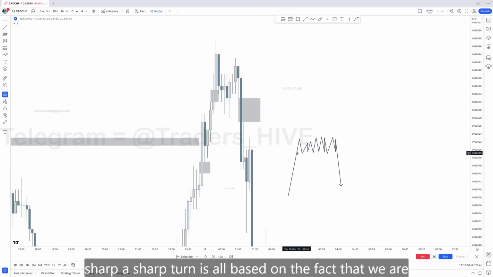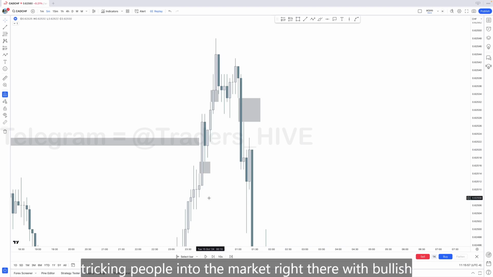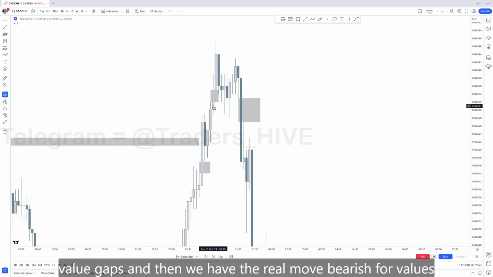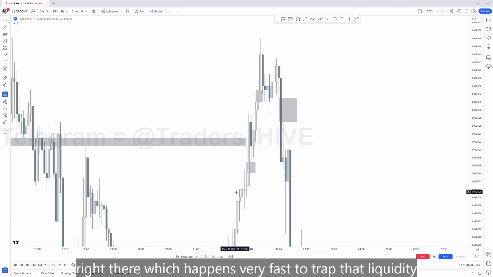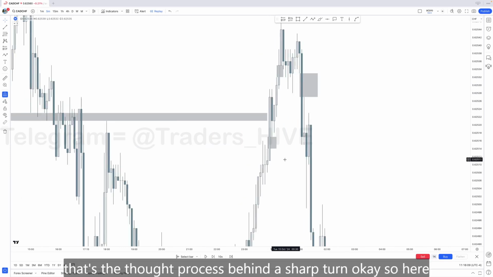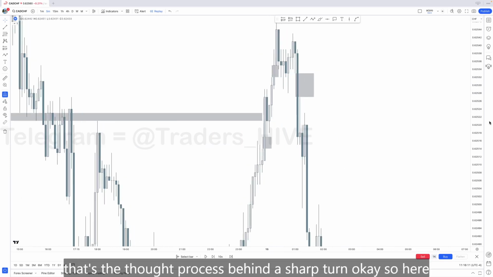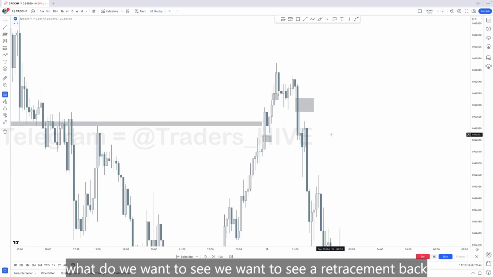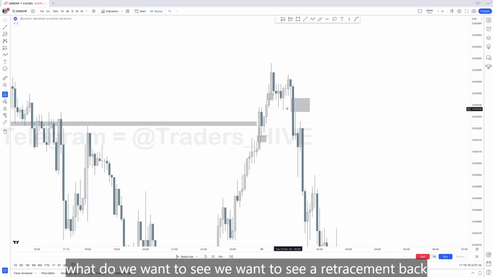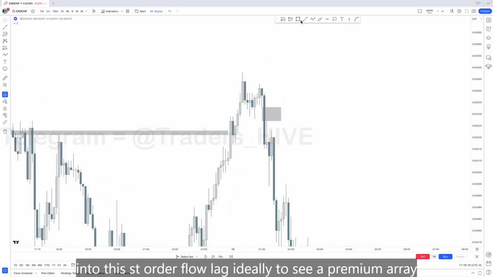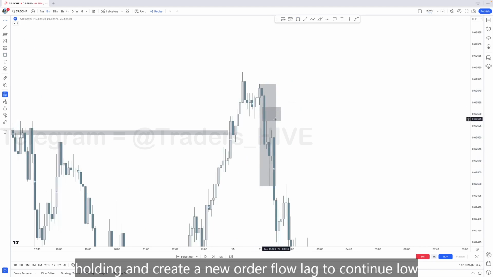It's not sharp. A sharp turn is all based on the fact that we are tricking people into the market right there with bullish fair value gaps, and then we have the real move, bearish fair value gaps right there, which happens very fast to trap that liquidity. That's the thought process behind a sharp turn. Okay, so here, what do we want to see? We want to see a retracement back into this ST order flow leg, ideally, to see a premium array holding and create a new order flow leg to continue lower right there.